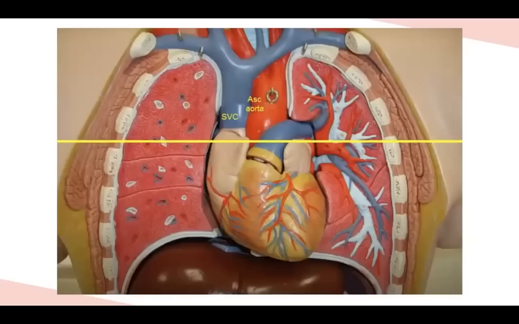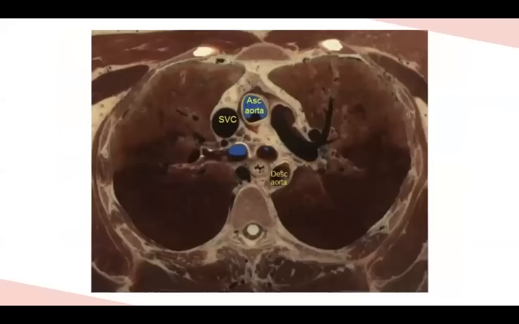Now, for the next cross section, we're going to be going even lower. So if you guys can see what exactly we're seeing, just to give you an image, we're going to be crossing through the pulmonary trunk, through the aorta, and through the superior vena cava. So we should be seeing all three of these structures: pulmonary trunk, the aorta, and the superior vena cava. Okay.